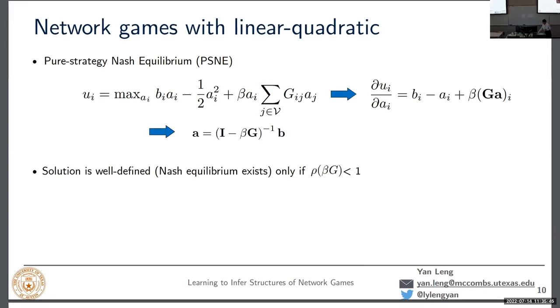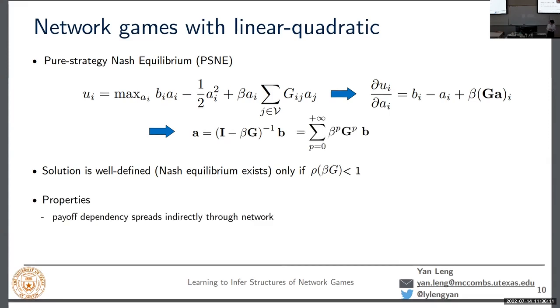In order to get the pure strategy Nash equilibrium, we take the first order derivative, and then we can get a closed form relationship between the action A, the graph structure G, and the marginal benefit B. And this is game specific. Now, we make a technical assumption that the spectral radius of beta G is smaller than 1, so that the solution is well defined.